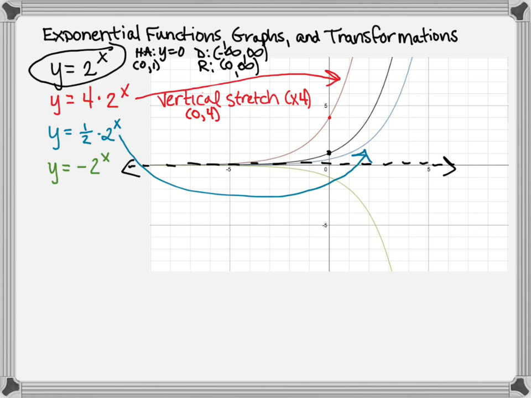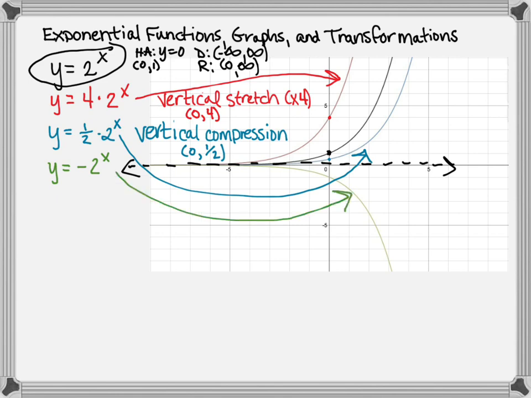Our blue function, y equals 1/2 times 2 to the x, is here in blue, and this is a vertical compression. So again, our asymptote does not change, but our y-intercept is now here at 0, 1/2, and our domain and range also do not change.